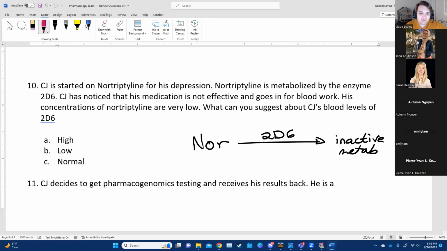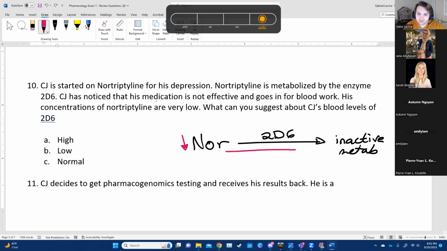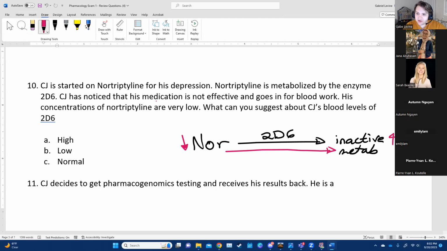So if we have low levels of nortriptyline, that means that more of the drug was shunted through the enzyme and metabolized quicker. The only way to increase inactive metabolite is by increasing the number of enzymes we have. So he would have high levels of the enzyme.